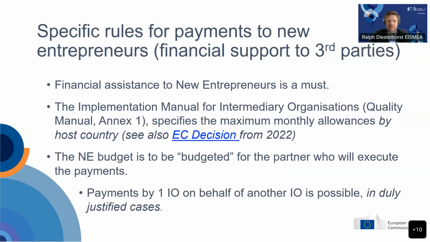I quoted already the financial assistance to new entrepreneurs. It's a must. And the lump sums or the unit costs are decided by the European Commission. The decision was taken in early 2022, and they stay valid throughout the whole project duration. We also have these unit costs, these monthly allowances, specified in the Annex 1 to the quality manual. You remember, I quoted the quality manual earlier.